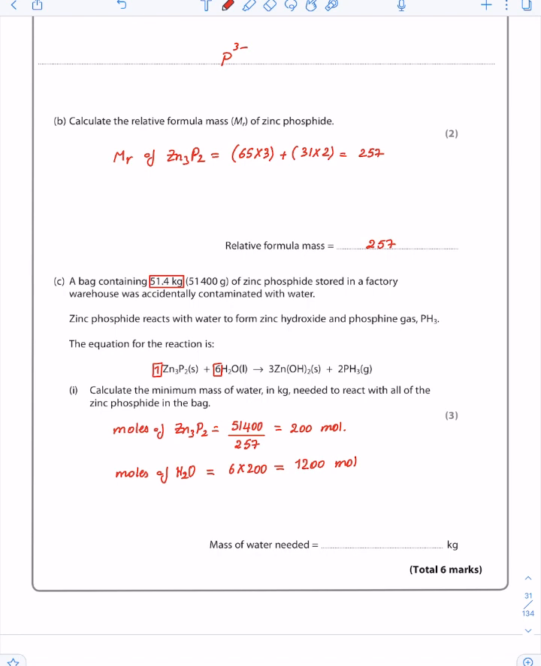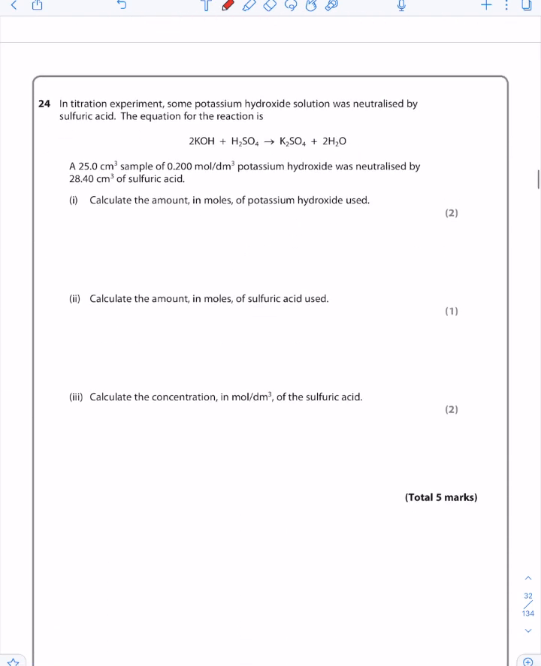Step 3 هنروح جايبين الماس of water by multiplying المولز 1200 times ال MR of water. طب هو ال MR of water بكام؟ اللي هو 18. طيب 1200 by 18 هيطلع 21,600 جرام. هو عاوزها الانسر بالكيلوغرام، هنعمل dividing على 1000 يبقى 21.6 kilograms. يبقى دي question number 23.